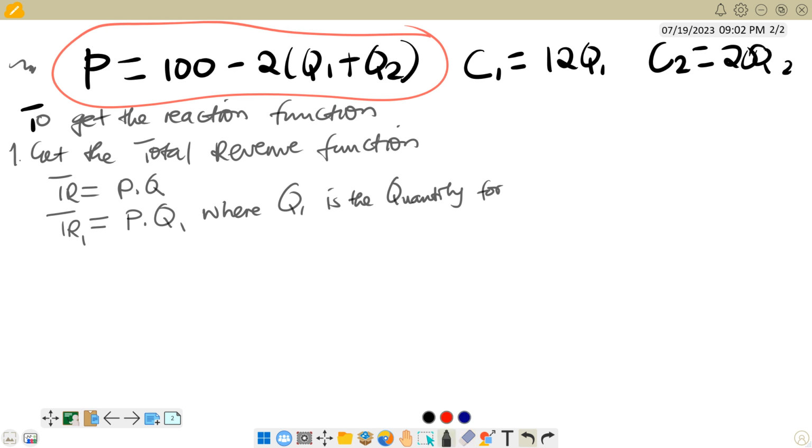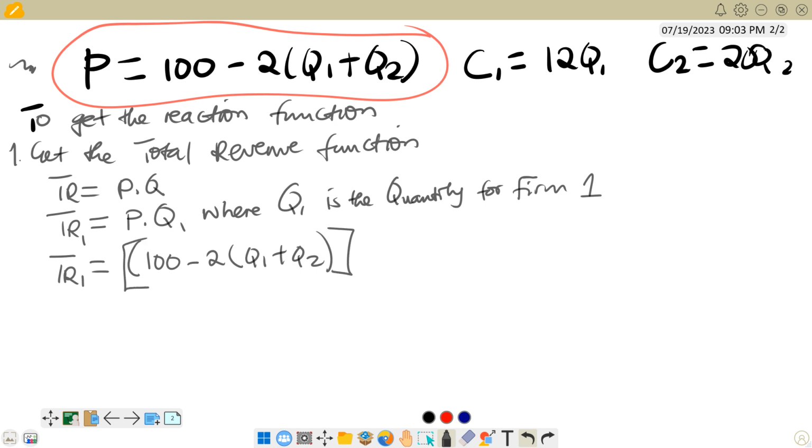So that is for firm number 1, where Q1 is the quantity for firm 1. Okay, so our total revenue for firm 1 will be price, but the price that we've been given is 100 minus 2(Q1 + Q2). This function here is just for price.